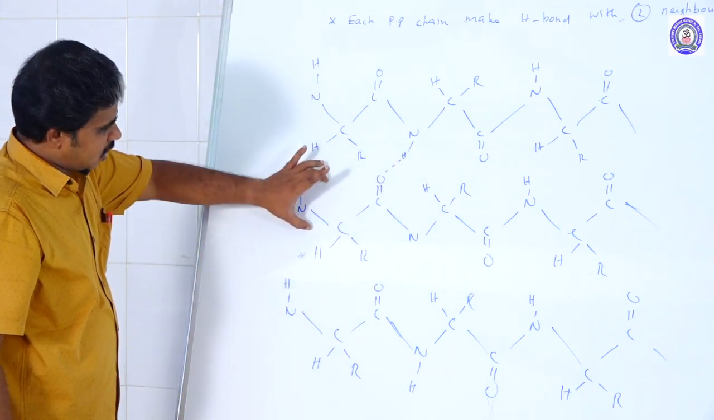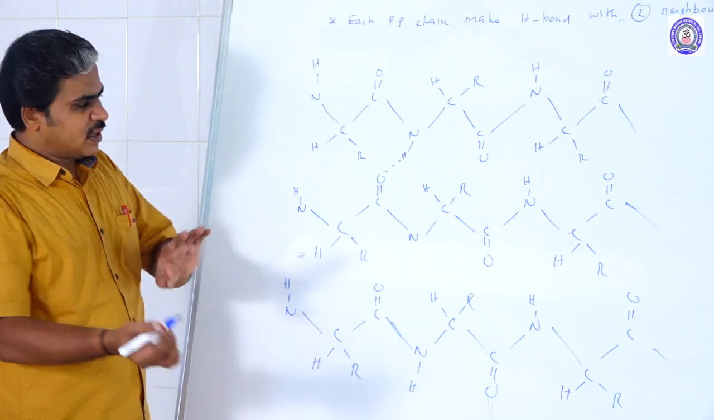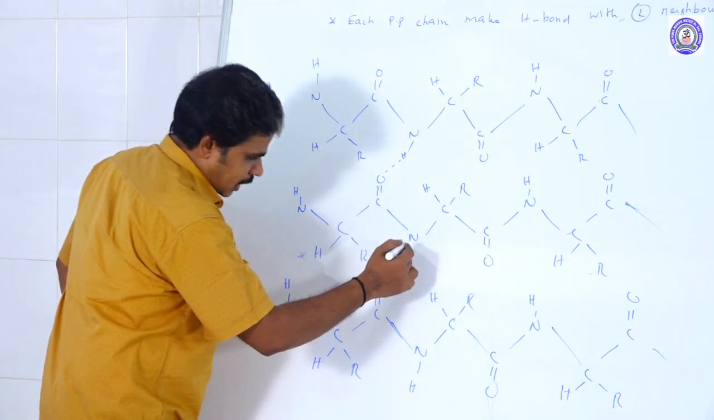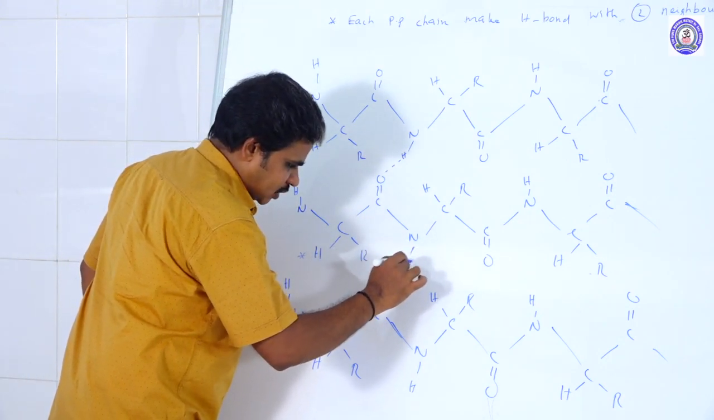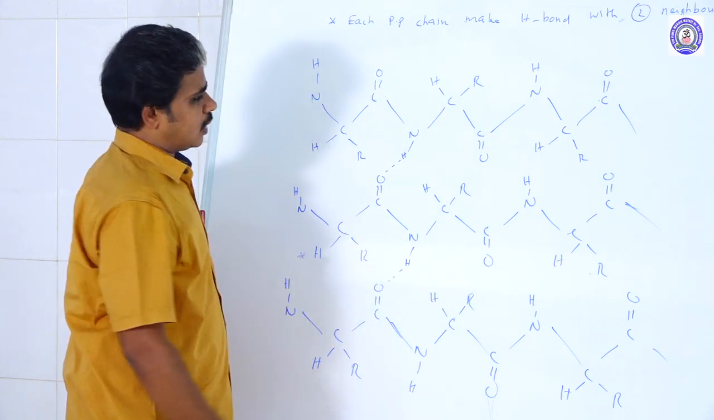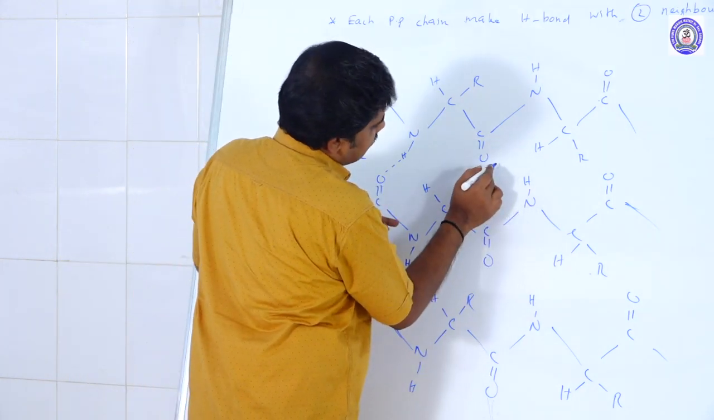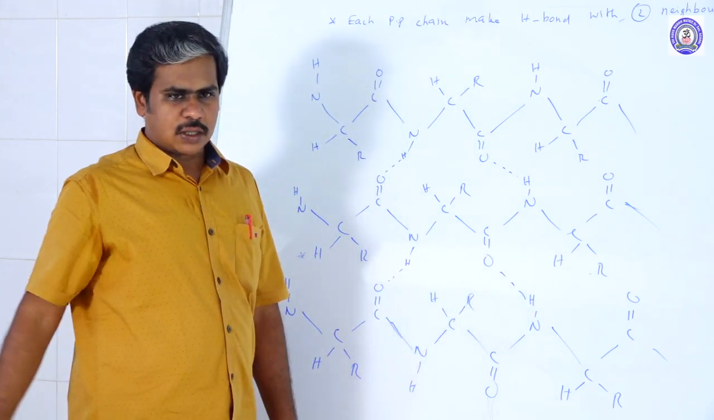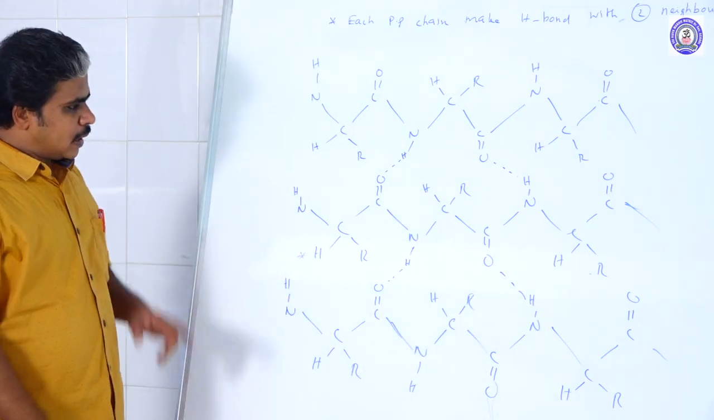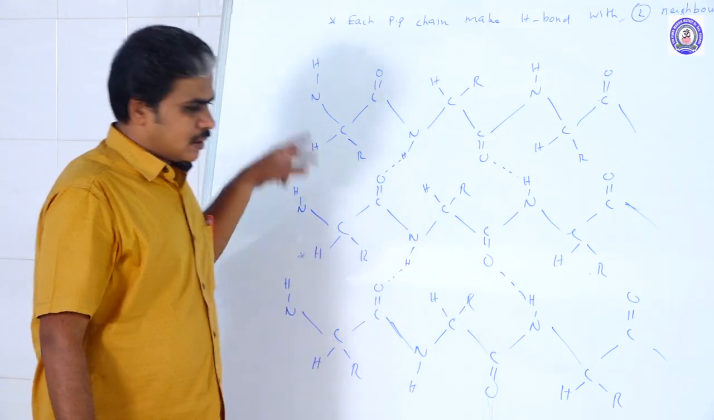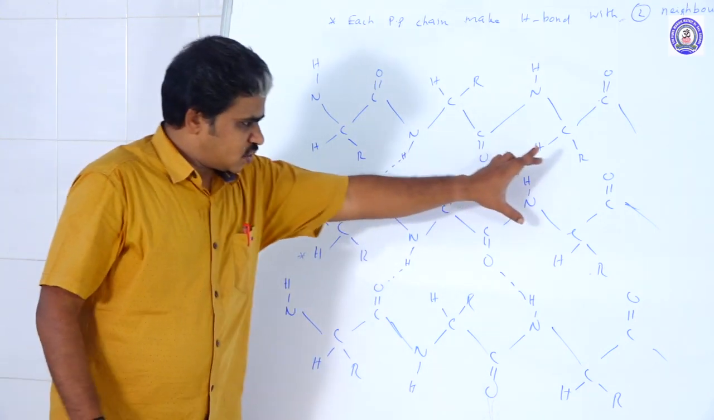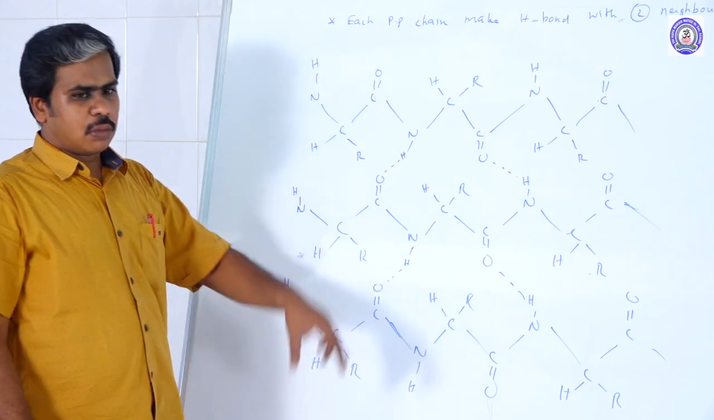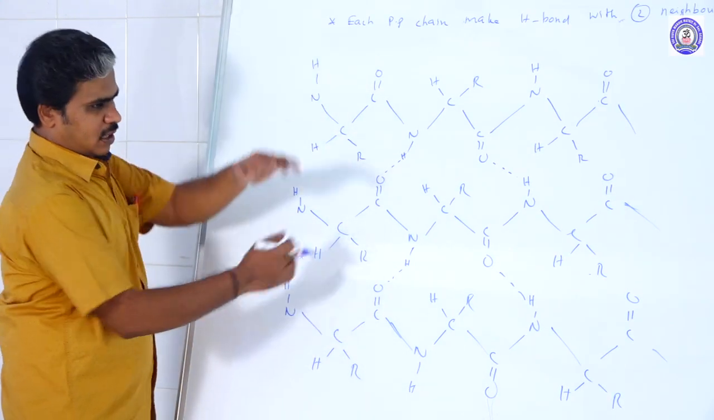One polypeptide chain making a hydrogen bond with another one, the same way. Here there will be a hydrogen, making a hydrogen bond. And here NH is making a hydrogen bond. So here we may take that one polypeptide chain making hydrogen bonds with two other neighbors.